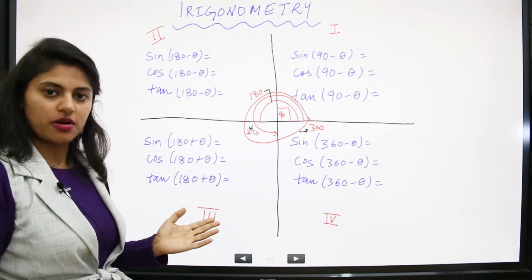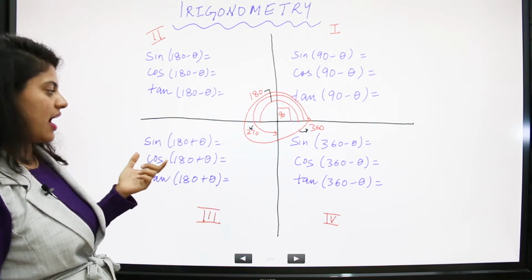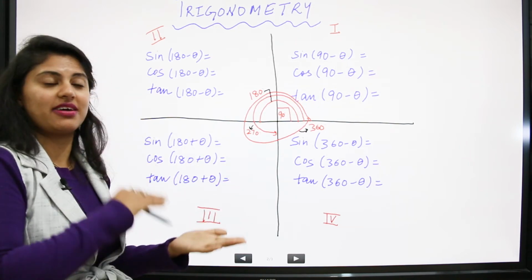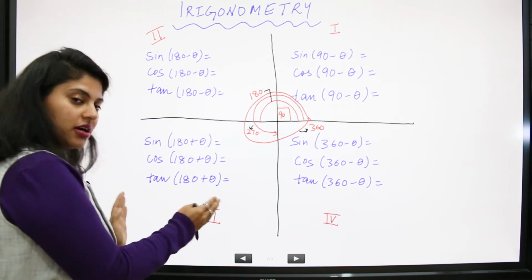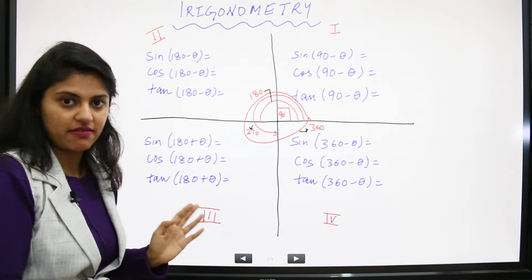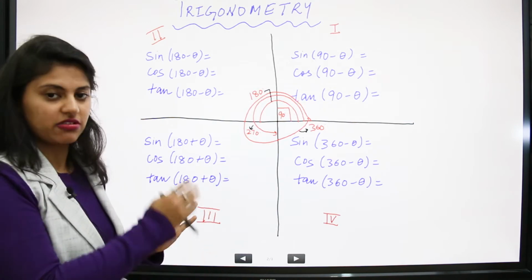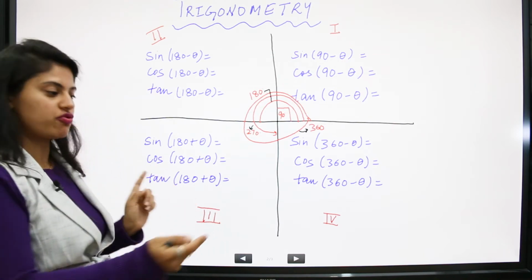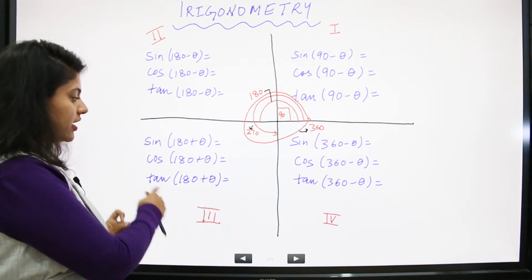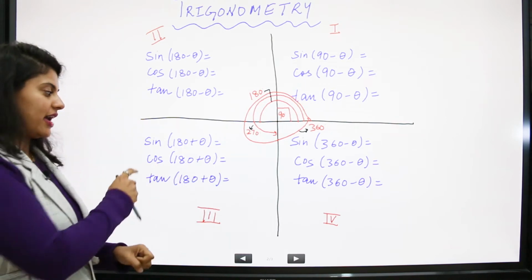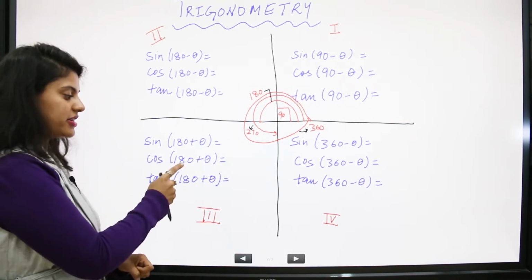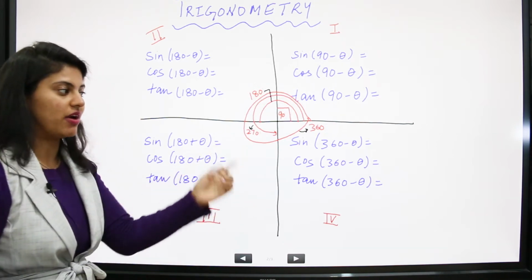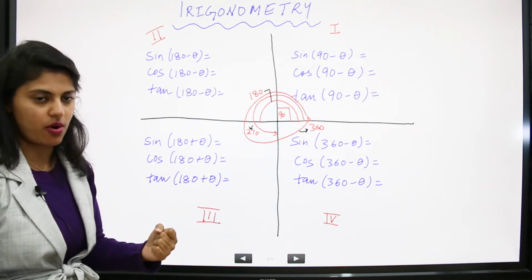Similarly we can talk about the third quadrant. In the third quadrant we have the values 180 plus theta. Whatever the angles which are more than 180, for example if it is 181, that also comes in the third quadrant. If it is 185, that's also going to come in the third quadrant. The angles which are more than 180 and less than 270 come in the third quadrant. So we can write the values like sine 180 plus theta, cos 180 plus theta, tan 180 plus theta. We are going to fill the values after the equal to once I finish explaining all four quadrants.